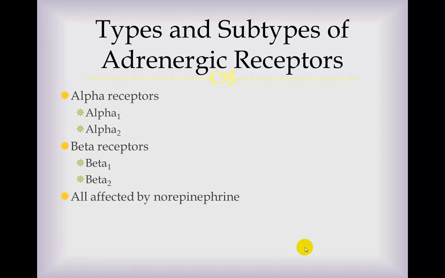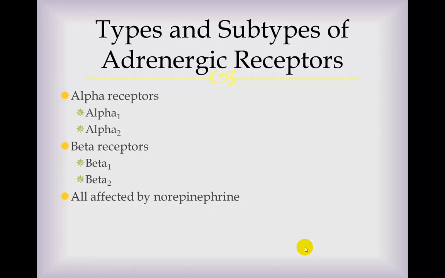When we're looking at types and subtypes of adrenergic receptors, we're primarily looking at alpha and beta. Within those we have subtypes: alpha 1, alpha 2, and beta 1 and beta 2. They are all affected by norepinephrine, which we remember is the neurotransmitter for the adrenergic or sympathetic nervous system.